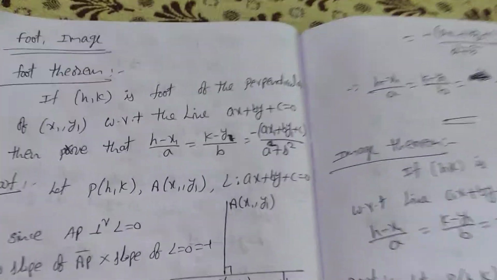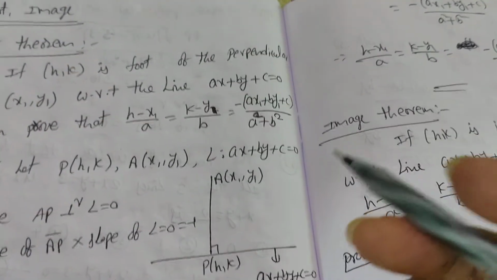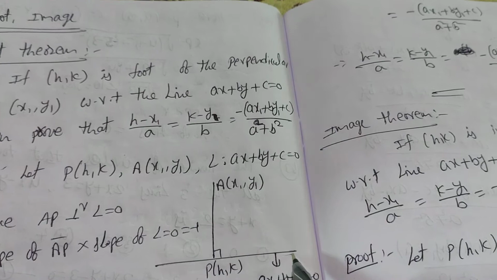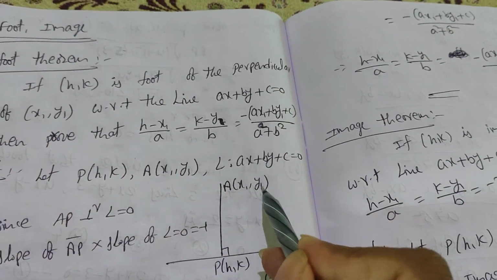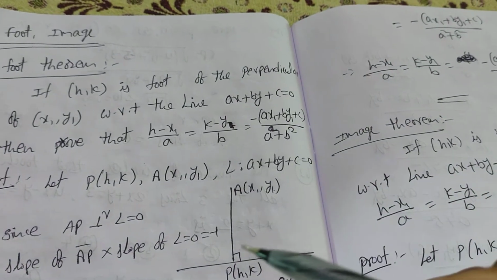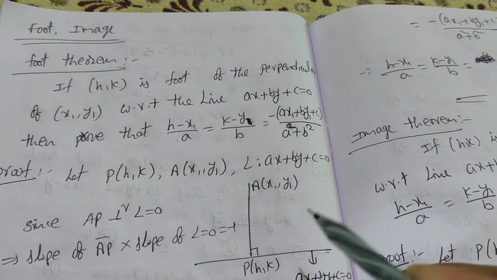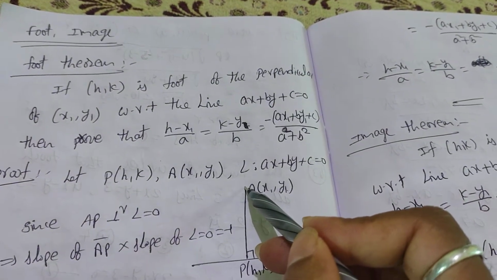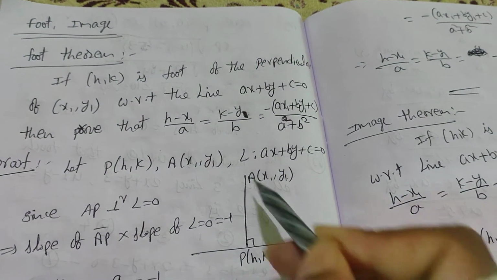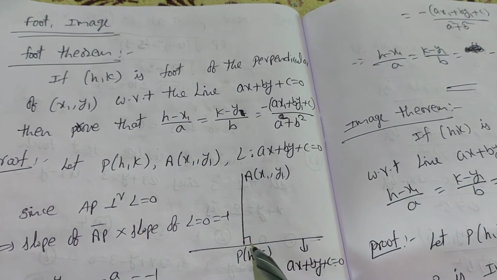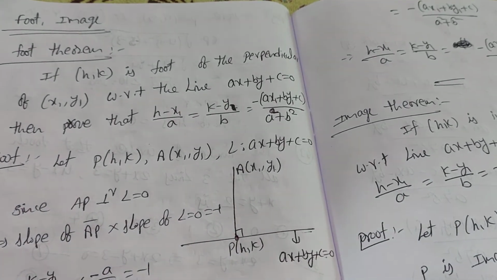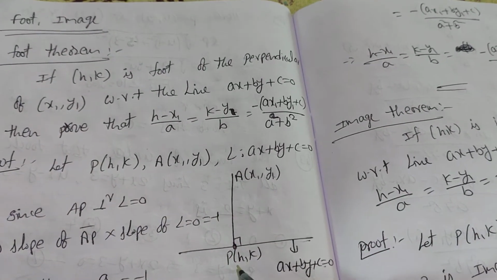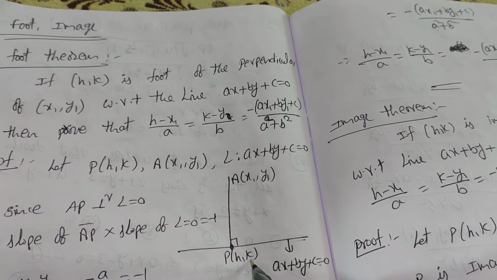Very important. Suppose this is the straight line ax + by + c = 0 and this is the point (x1, y1). We have to find the foot of the perpendicular. That means if you drop a perpendicular from A to this line, the point where this perpendicular meets the line is called the foot of the perpendicular.